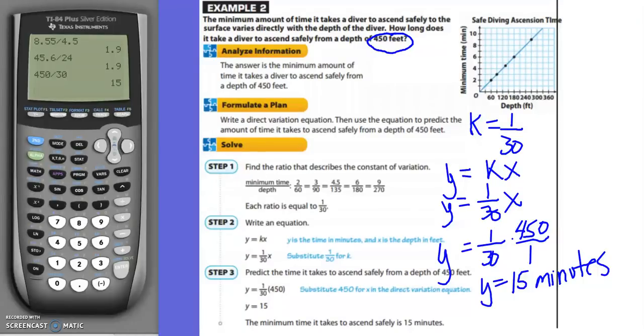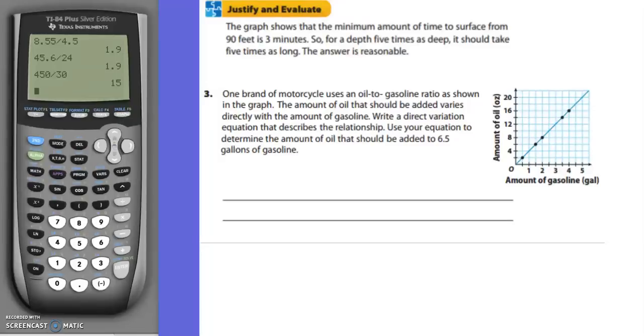All right, let's take a look at number 3. On number 3, it says one Brandon motorcycle uses an oil to gasoline ratio as shown in the graph. The amount of oil that should be added varies directly with the amount of gasoline. Write a direct variation equation that describes the relationship. Use your equation to determine the amount of oil that should be added to 6.5 gallons.